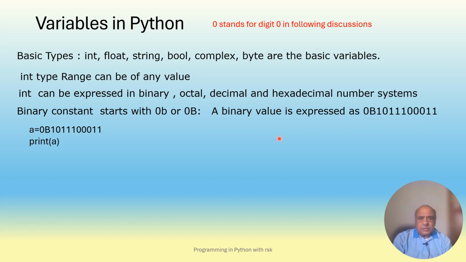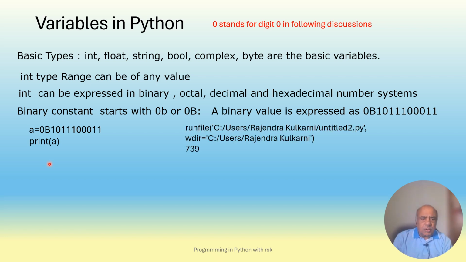If we assign that value to a variable having the identity A, and when we try to display that value on our screen using a print A statement, what we get is the decimal equivalent of the binary number that has been assigned to A.